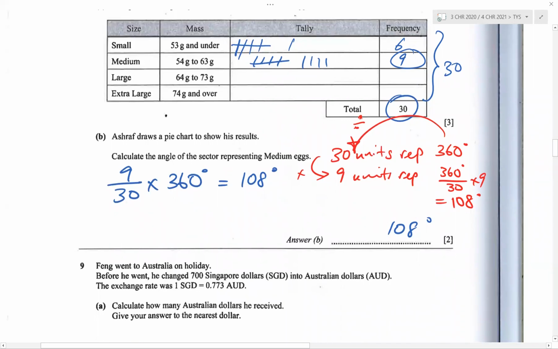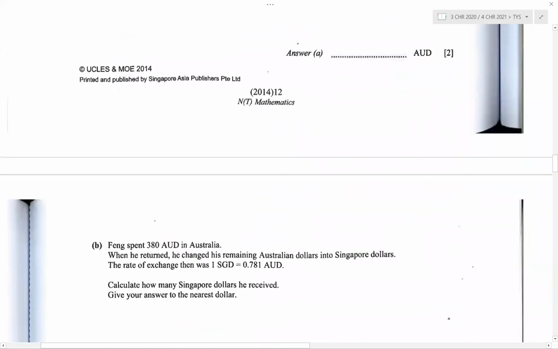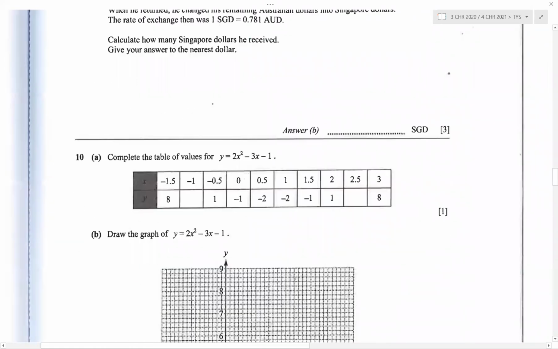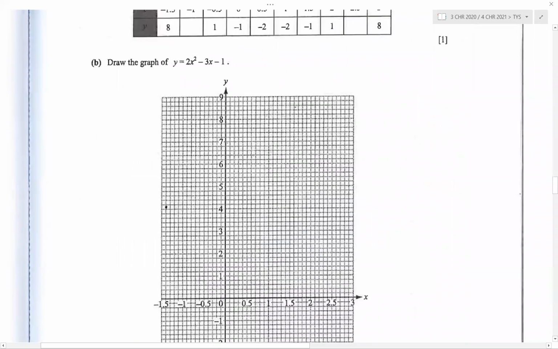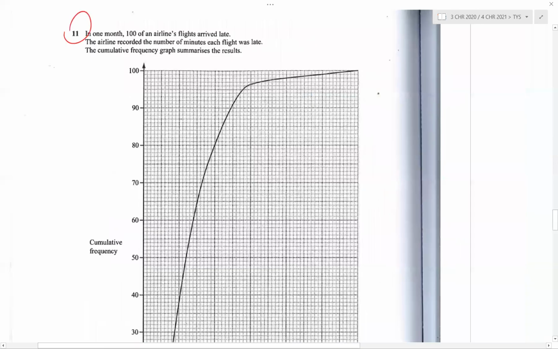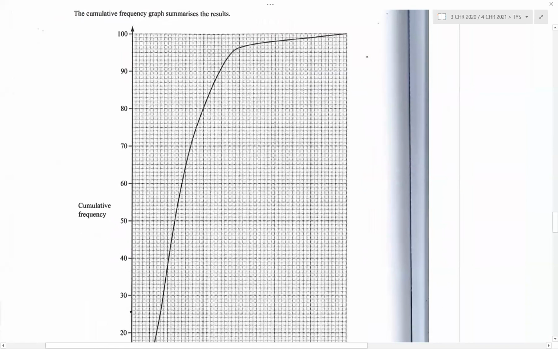Anybody needs more time? Okay, then I think not many more already. Okay, 11. So we've got 100 flights that arrived late. They recorded the number of minutes each flight was late, and this is the summary.